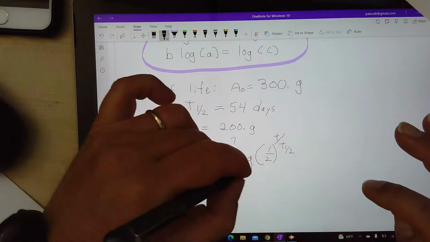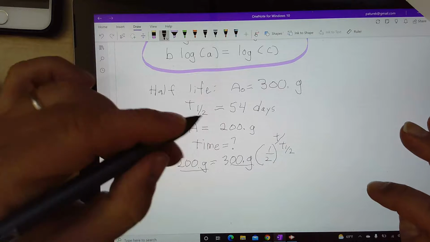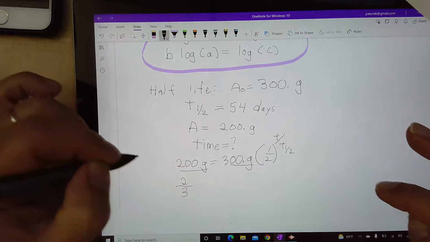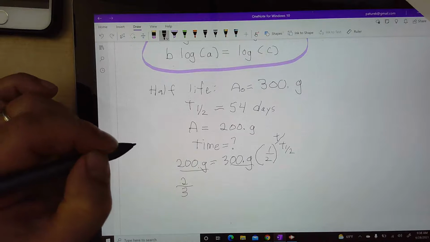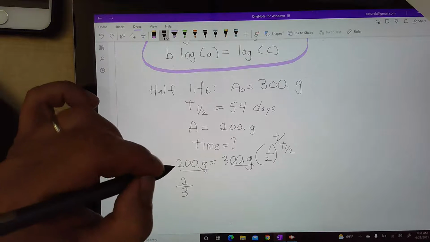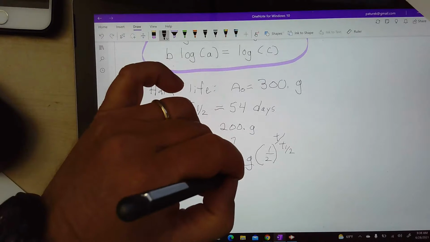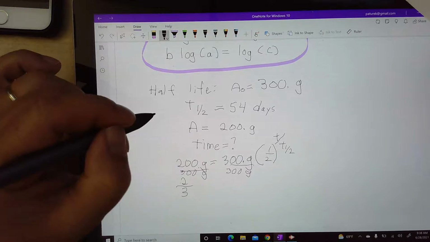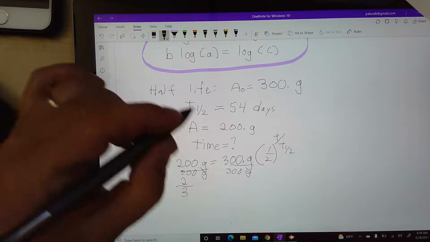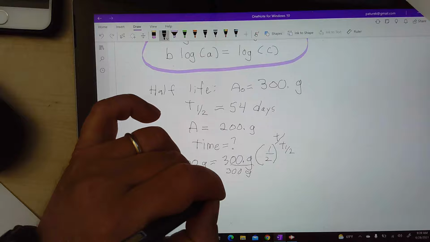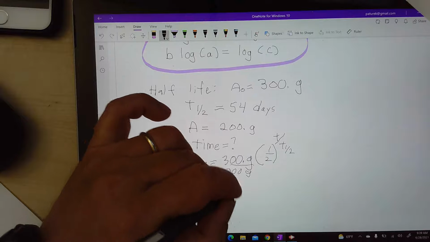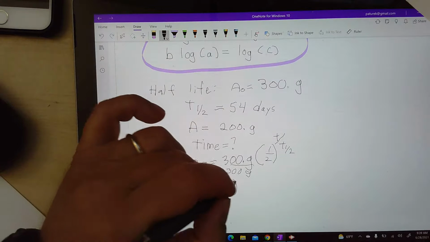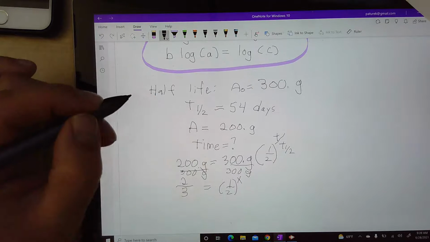I would first divide both sides by A0. So on the left, I have 2 divided by 3. I'm just simplifying it: 200 divided by 300 is 2/3, and the units cancel. 2/3 is equal to 1/2 raised to this unknown exponent. I'll just call it x for right now.